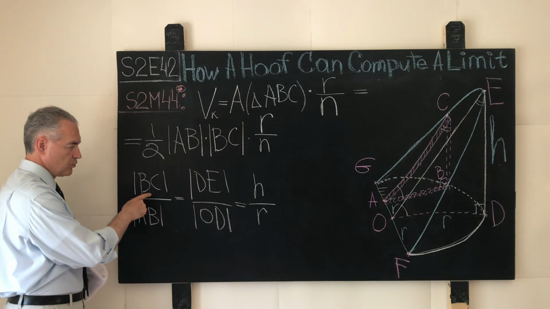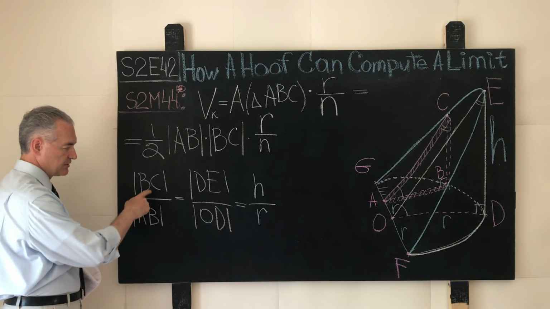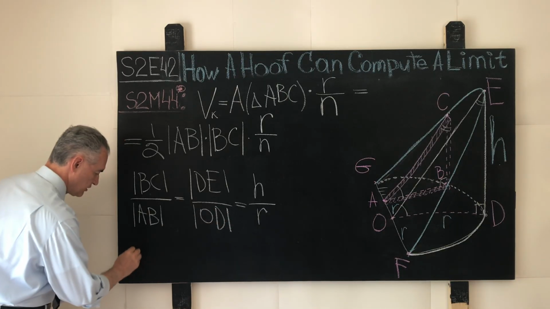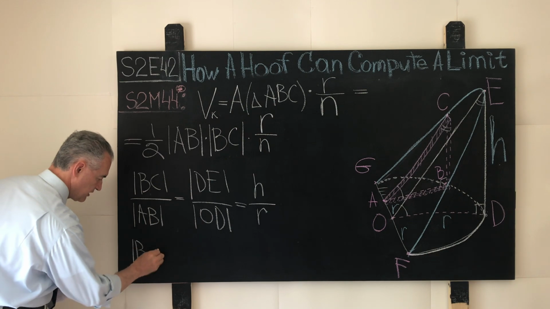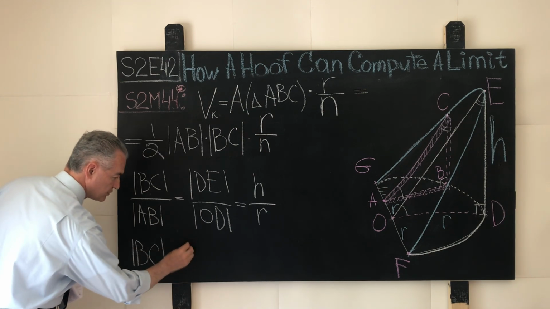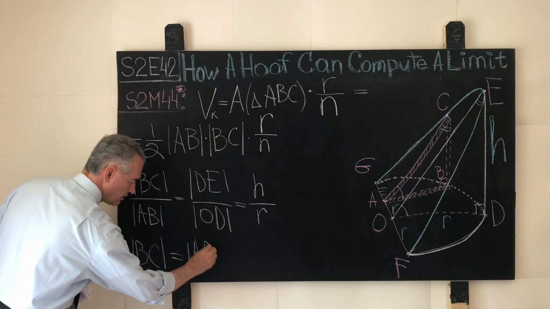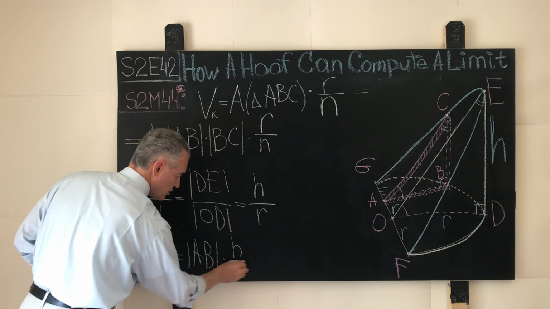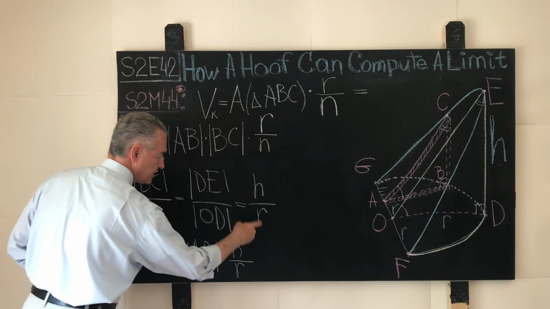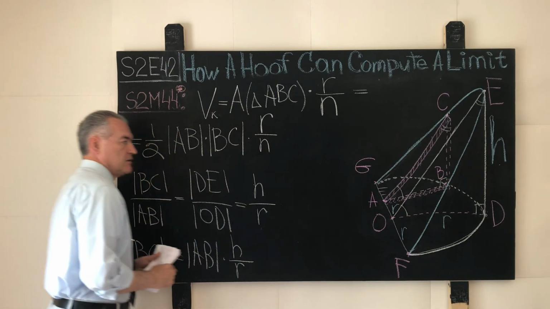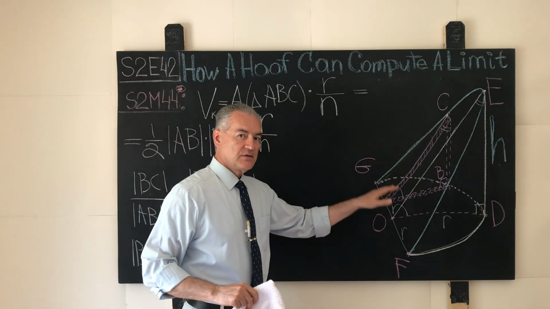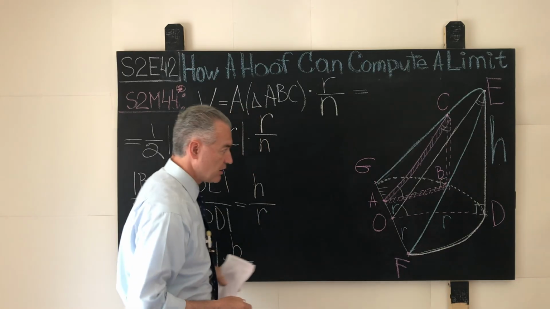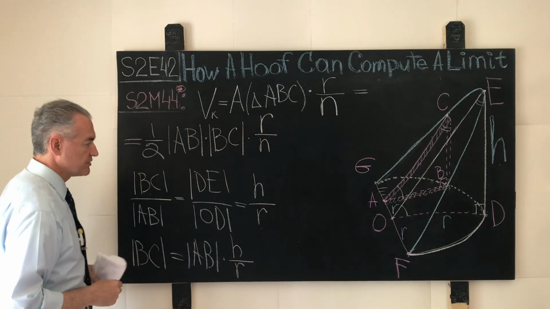And what does it mean? Well, we express BC from this equation over here. And what does that mean? Let's write it over here. The length BC is equal to what? AB times H over R. H over R. We will understand where this came from. Right triangles, similar triangles, Euclid's Book 6 Proposition 4, sides about the equal angles are in the same ratio.